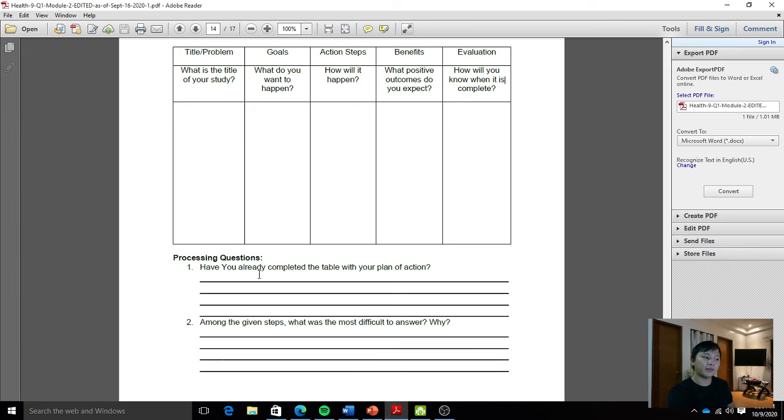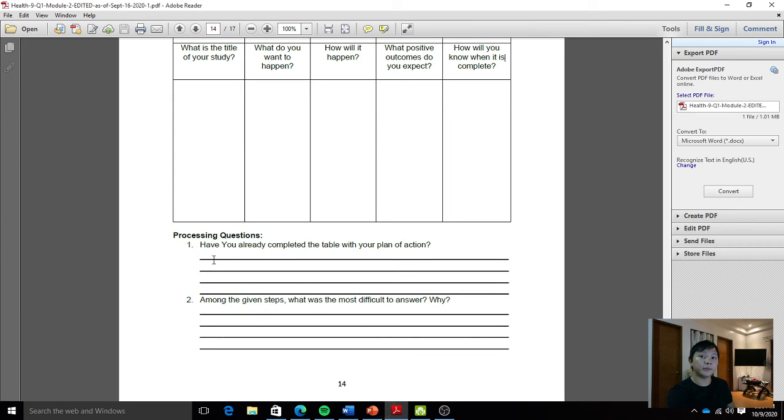Processing questions. Have you already completed the table? Your plan of action. Yes or no. Among the given steps, what was the most difficult to answer?